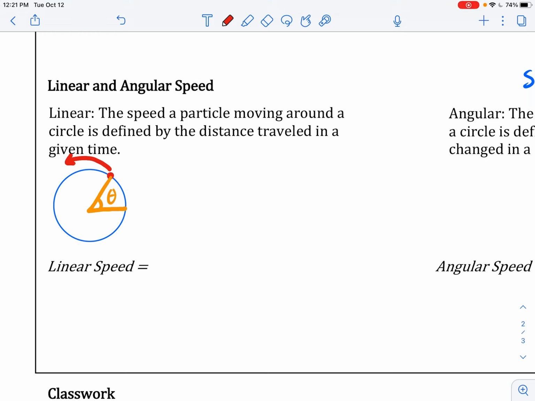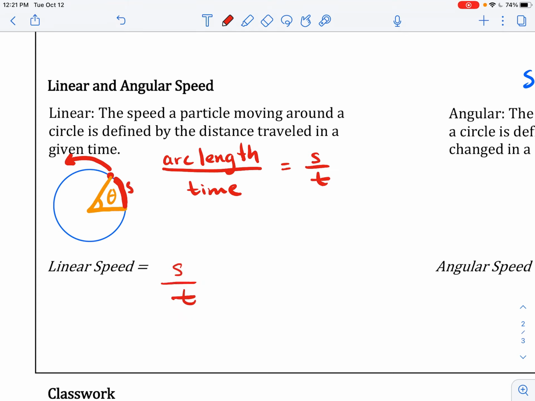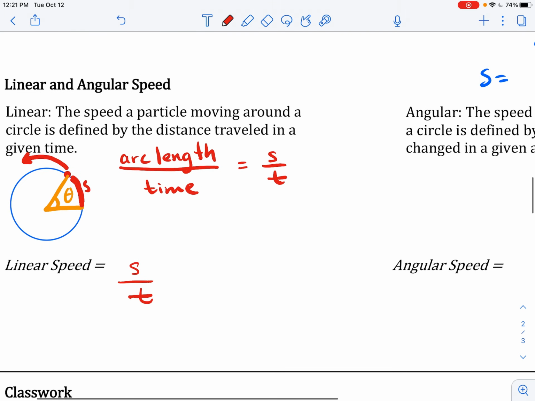We just said that we can calculate the distance, this arc length here. If I said arc length, how much has that changed over time? I can just say my linear speed is s over t. Okay? So we say s over t is our linear speed. Really easy. Just our arc length over time. That's all it is.